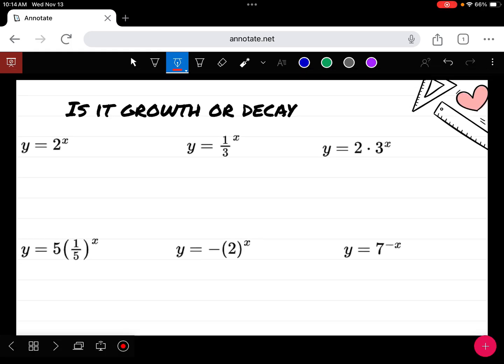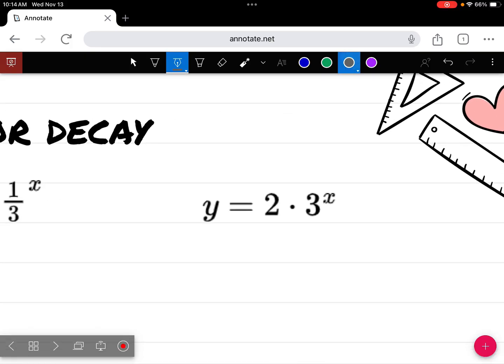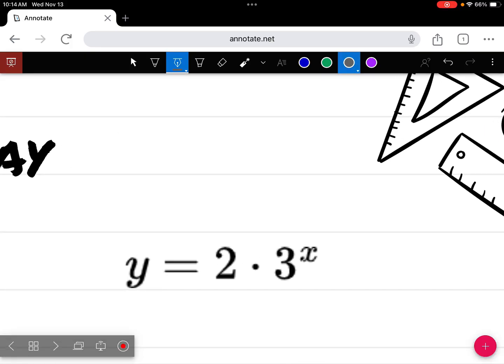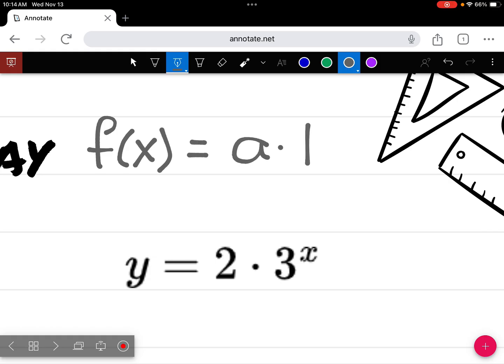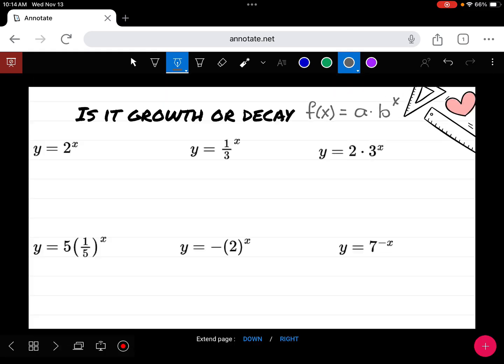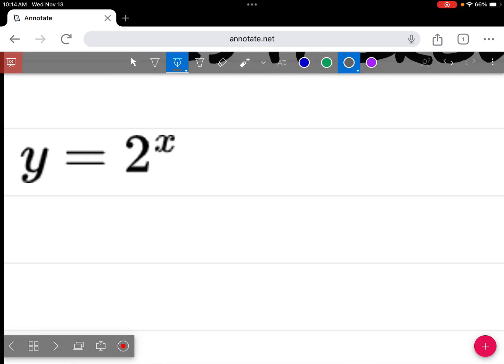So, we're looking at kind of our basicest of most basic forms, the same one we used for our fruit flies question. So we're thinking about our a times b to the x. That's all the pieces we have over here. So we need to check and see, first of all, is a positive, and then is b bigger than 1 or smaller than 1, to see if it is growth or if it is decay.